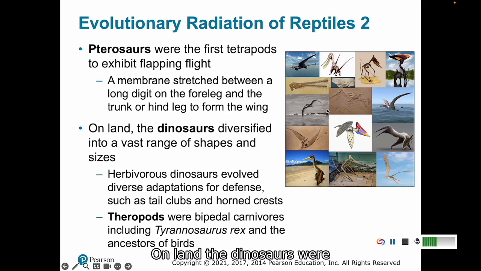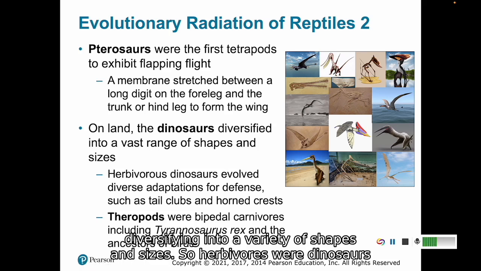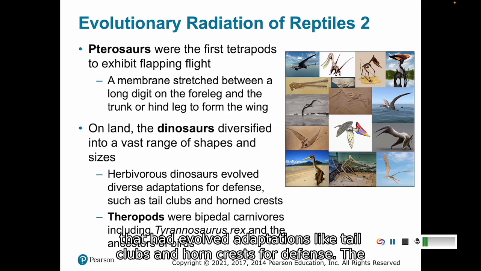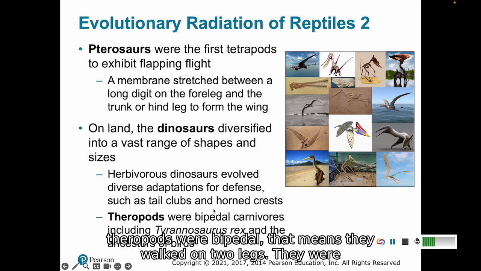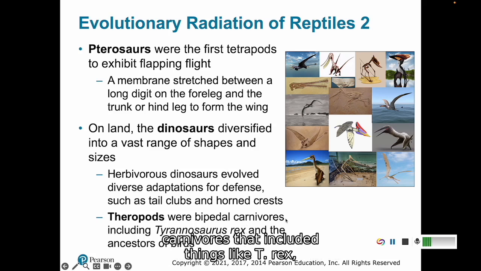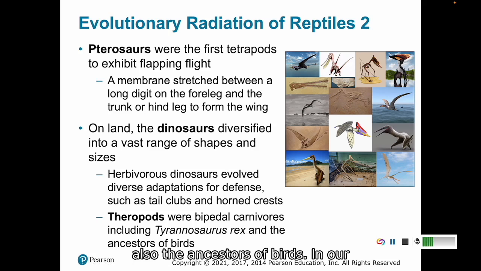On land, the dinosaurs were diversifying into a variety of shapes and sizes. The herbivores were dinosaurs that had evolved adaptations like tail clubs and horn crests for defense. The theropods were bipedal, that means they walked on 2 legs. They were carnivores. They included things like T-Rex, also the ancestors of birds.